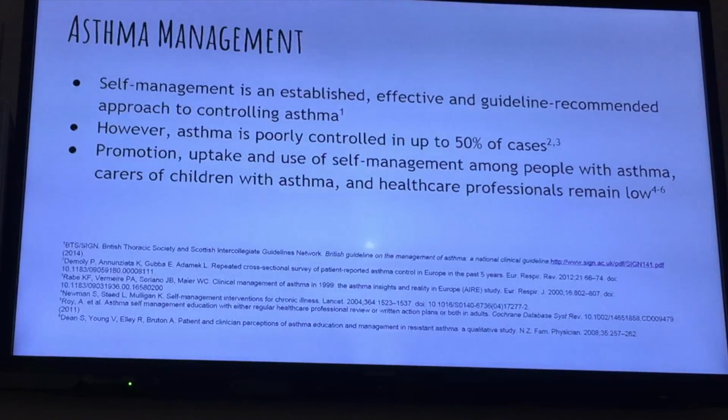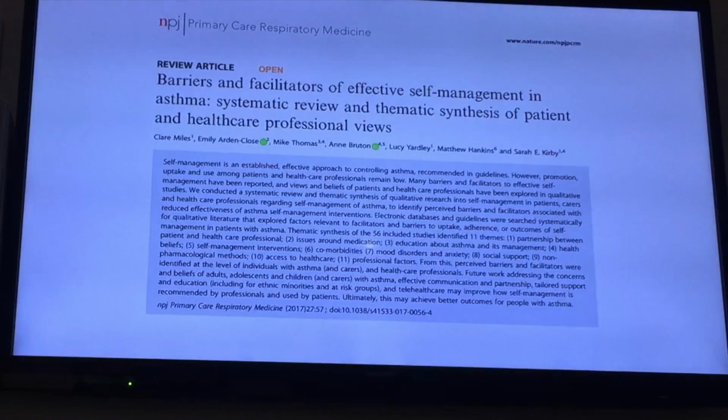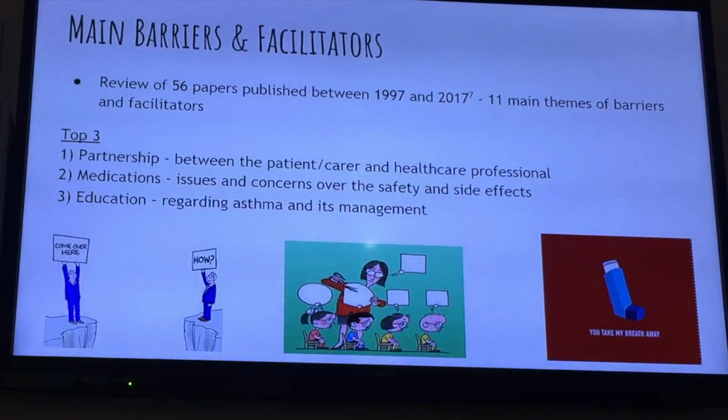In trying to understand more, I found this very recent paper, which was done in 2017, which is a meta-analysis on the barriers and facilitators of effective self-management in asthma, which looked at 56 different papers published between 1997 and 2017, establishing over 11 main themes of barriers and facilitators. Out of these 11 main themes, the top 3 which emerge are mainly partnership, medications, and education, as you can see on the screen.